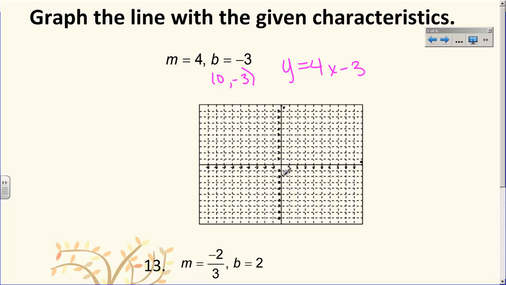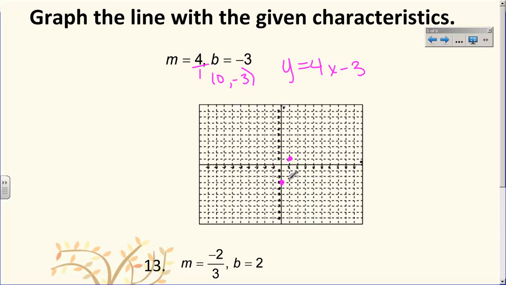So that point is right here. And in order to get to my next point on my line, I have to use my slope, which is 4. And in order to write 4 as a fraction, it's the same thing as 4 over 1. Which means from this point to the next one, I have to go up 4 and over 1. So that's what I'm going to do. I'm going to start here, the point I graphed already, and I'm going to count up 1, 2, 3, 4, and over 1, and it will give me another point on the line.